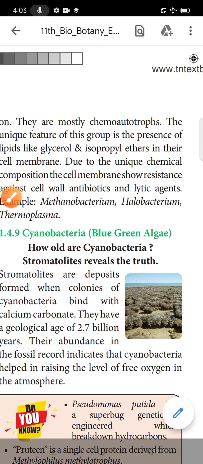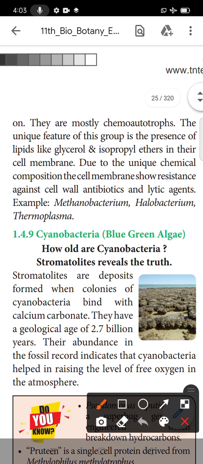What is chemoautotroph? Chemo means chemicals, auto means self, and troph means nourishment. The unique feature of this group is the presence of lipids like glycerol isopropyl ether in their cell membrane.